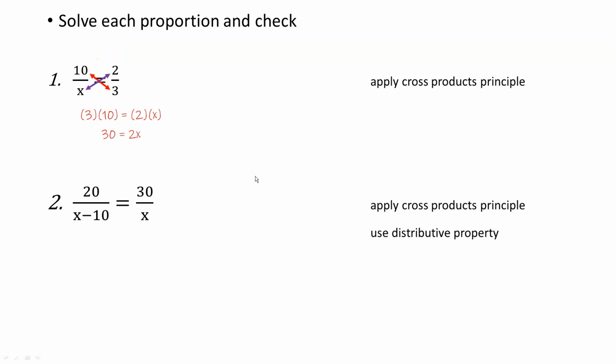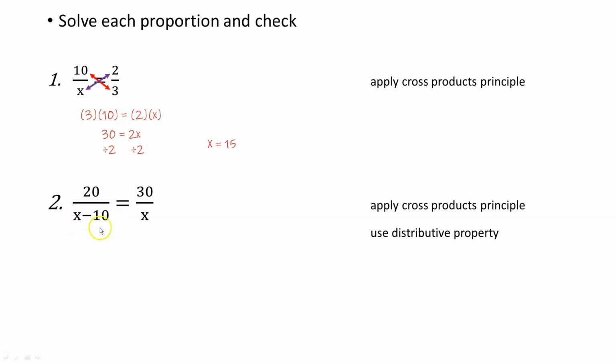So we have 30 equals 2x. We need to get rid of that 2, so we divide both sides by 2. We get x equals 15. Then that's our answer, which makes sense because 10 over 15, if you divide both of them by 5, you get 2/3.